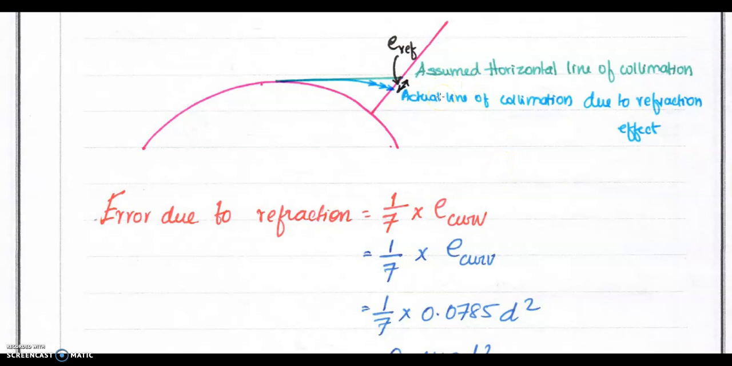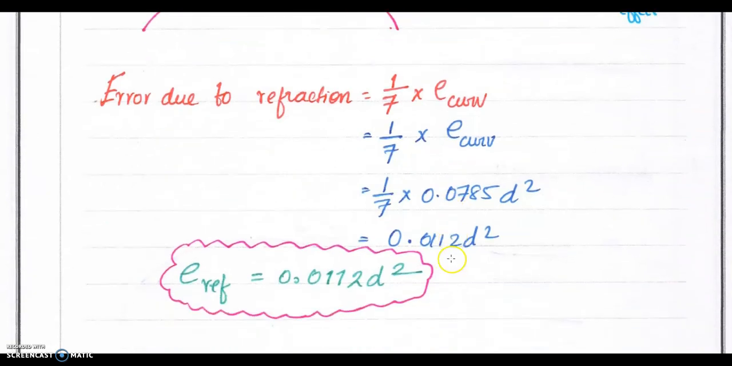Error due to refraction. We are assuming that the line of collimation or line of sight is perfectly horizontal, but actually it will bend due to the refraction effect. This is the actual line of collimation. So this error is negative, hence the correction is positive. The error due to refraction is 1/7 of the error due to curvature.